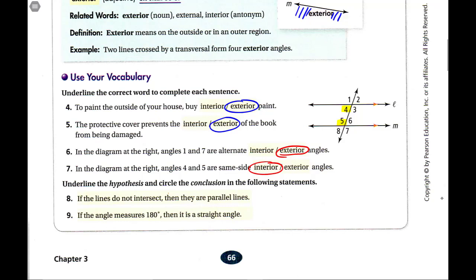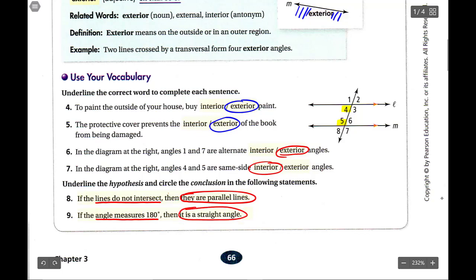For 8 and 9, we just want to underline the hypothesis and circle the conclusion in the following statements. This refers back to what we did at the very beginning when we were writing the converse. The hypothesis is typically indicated by the word if, and the conclusion is typically preceded by the word then. In this case, lines do not intersect is our hypothesis, and they are parallel is our conclusion. If the angle measures 180 degrees, then it is a straight angle, and that is your conclusion.